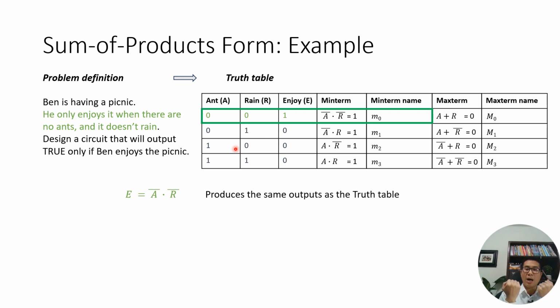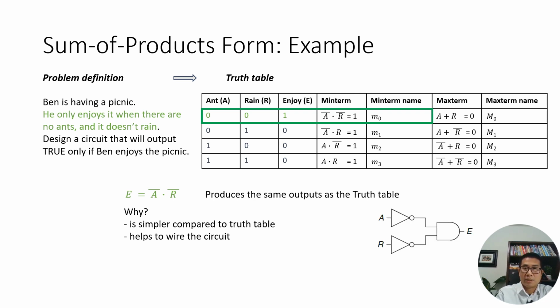And that one is how we use sum of products rules in order to build the Boolean algebra equation from the truth table using the min terms. So why? Again, because it's simpler compared to the whole truth table. Next, it helps to wire the circuit, as we have seen earlier, like this. And the next one is it helps in the simplification process, because we have learned that this can be simplified. How? We'll see later. We'll study Boolean algebra later.